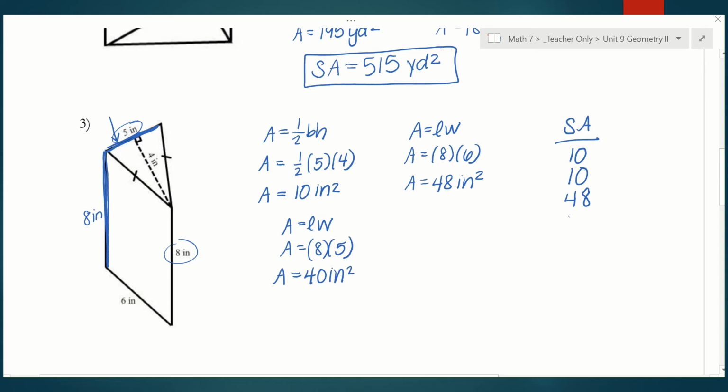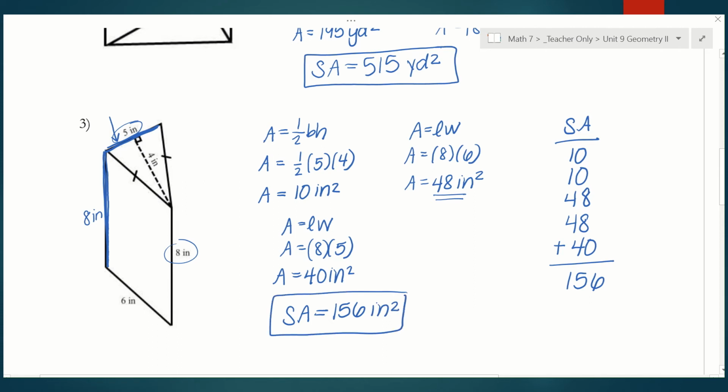Okay, so I forgot to put my 48 from the last one. Remember, we're doing that one twice because the 2 sides that are the same, and then the 40 is the one that I just found. Okay, so I have 5 sides. I know that I'm good. If I add them up, I get 156. So 156 inches squared is my surface area.